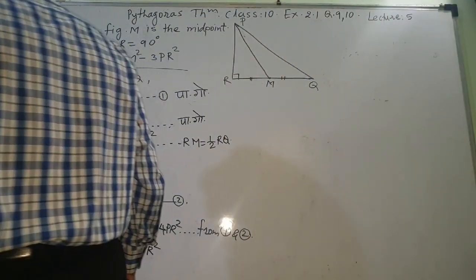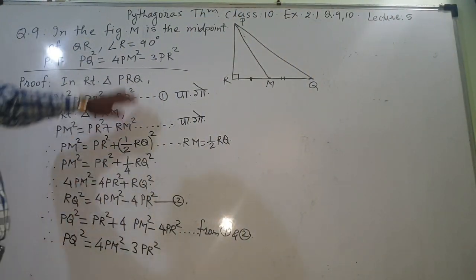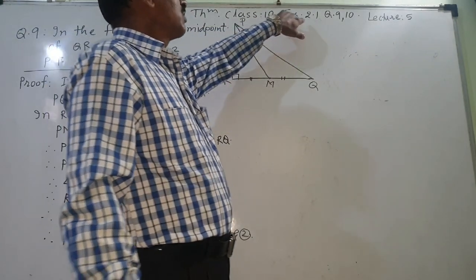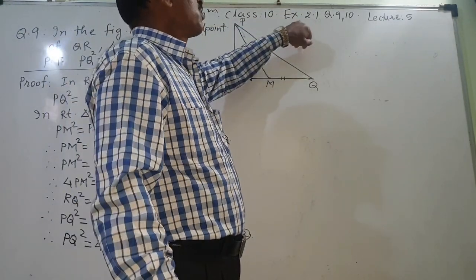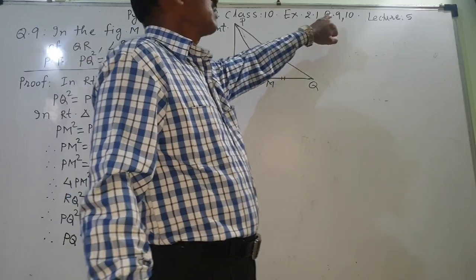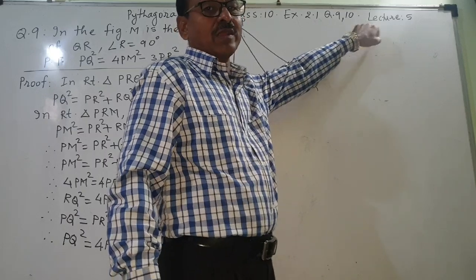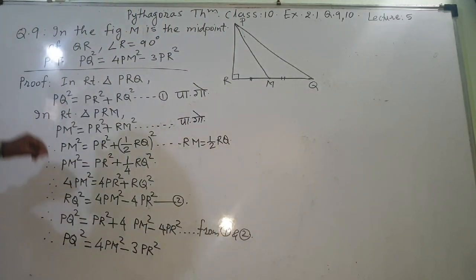So standard 10, welcome back in Pythagoras theorem. This time we were doing exercise 2.1. In that, question number 9 and 10 is remaining. This is our lecture number 5. Out of that, this is question number 9.